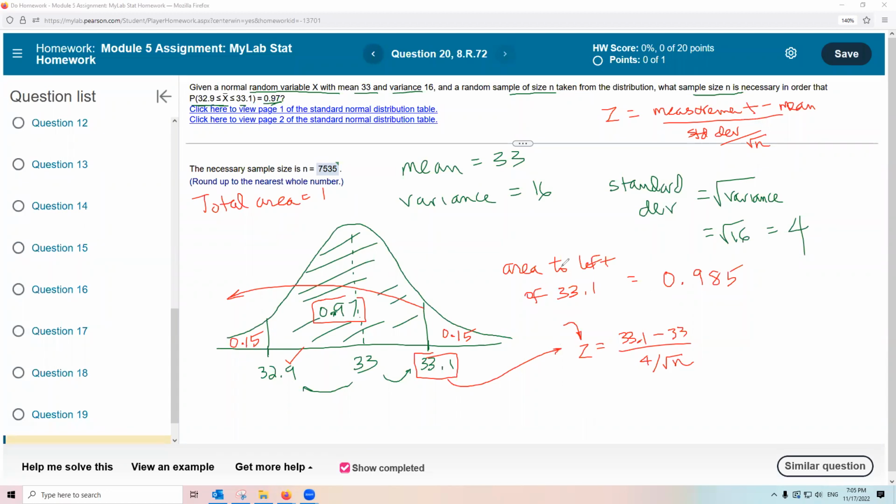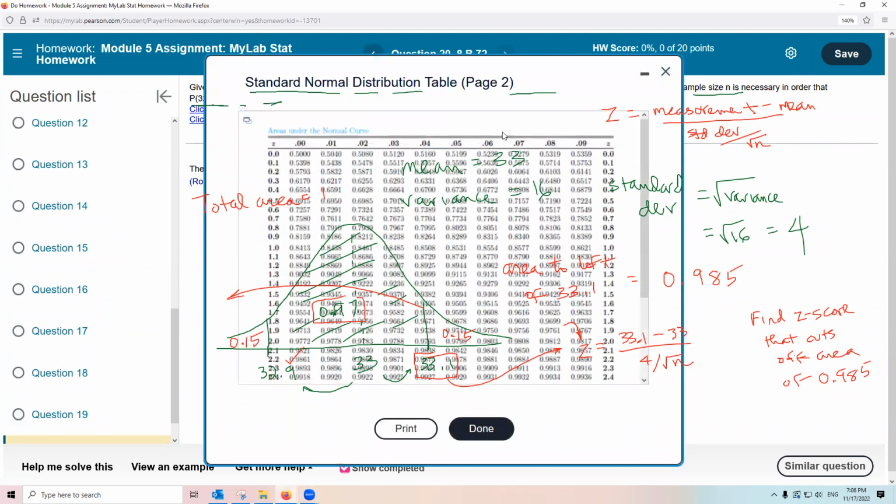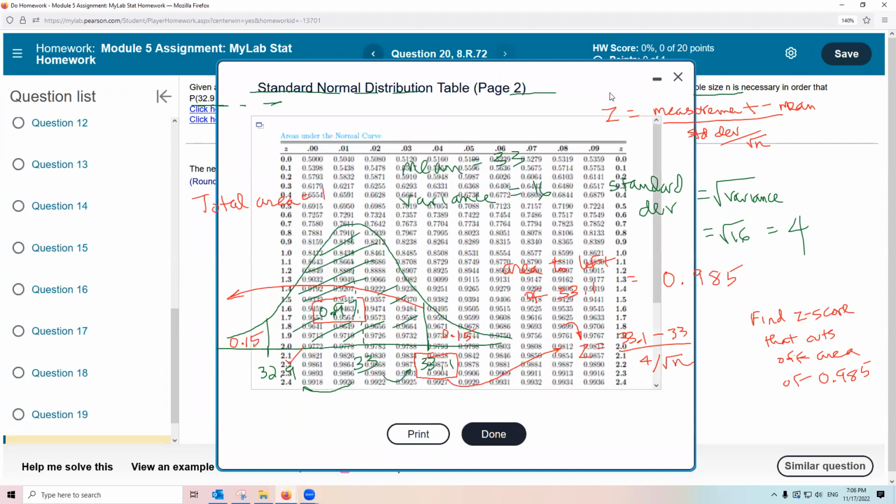Well, what I'm looking for is the z-score. So I want to find the z-score that cuts off this area of 0.985 to the left. Well, for that, I could go to one of these normal tables that my math lab here is giving me as links. Let me come to this table right here. And I'm going to go looking for the area of 0.985. I'm trying to move it over here a little bit.